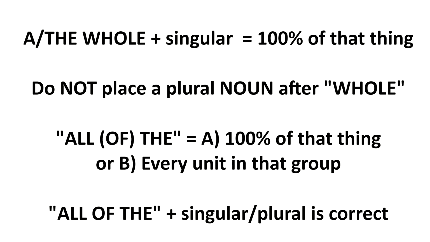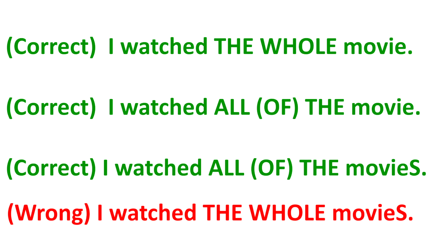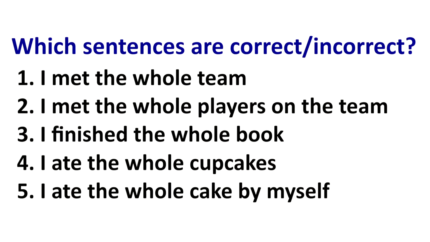Let's look at some more examples. I watched the whole movie. This is correct. I watched all of the movie. This is correct. Why? Because the movie is one thing and you're talking about every minute of the movie. Okay, so you will decide which of the following sentences are correct and which ones are incorrect.